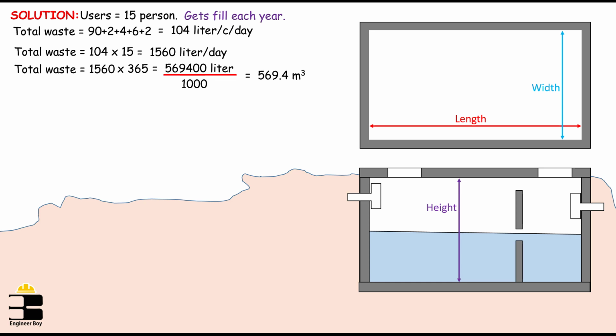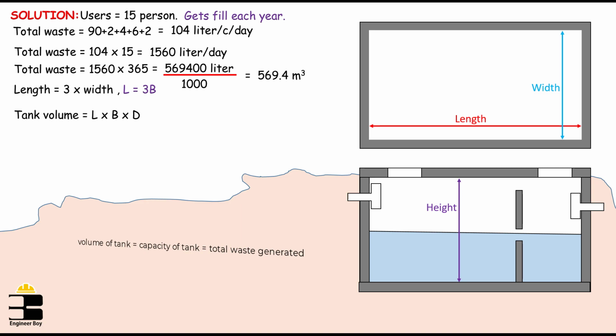Okay, it does not matter. But before that, keep in mind that for the standard tank, the length must equal 3 times its width, or L equals 3B. That's so simple. Now remember, the tank capacity is its volume, which is V equals length times width times depth. Let's put values in the same formula: the volume, which is the capacity of the tank, 569.4 cubic meters, equals the length, which must be 3B, times the width, which is B, times the depth.